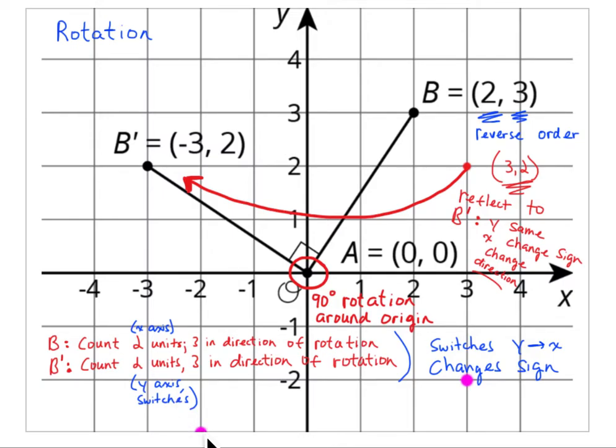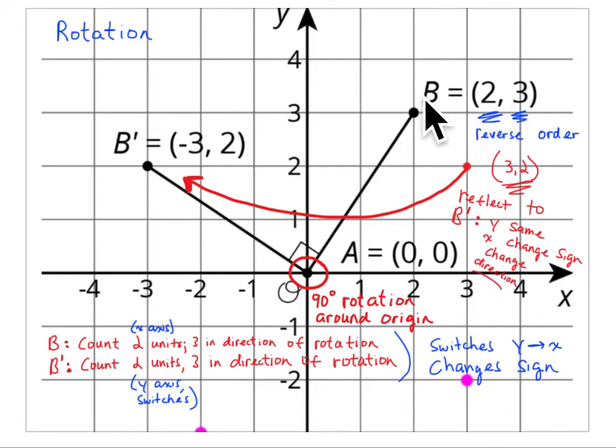This is a 90-degree rotation. So to get from this point to this point, it's another 90-degree rotation. So how do the coordinates of this point compare to the coordinates of this point? And then get back to the very beginning, to go from this point up here to B, that's another 90-degree rotation. So how do the coordinates of this point compare with 2, 3?